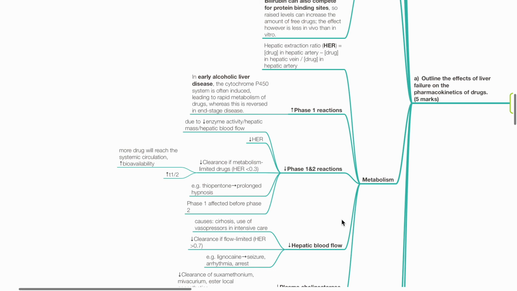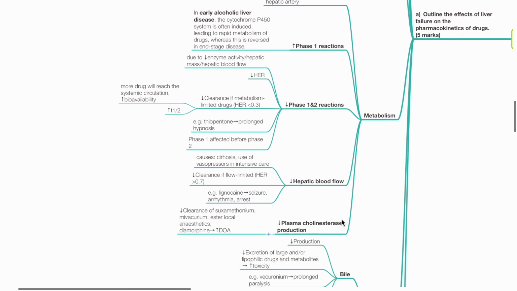With a HER of less than 0.3, more drug will reach the systemic circulation, and increased bioavailability increases drug effects and half-life. Half-life of certain drugs may be increased, for example, thiopental, which may result in prolonged hypnosis. Phase 1 reactions are often affected before phase 2 reactions.